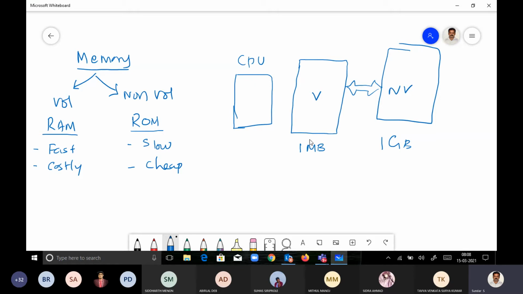Till this, any doubt? So we are going to use volatile memory as well as non-volatile memory in our computer organization. The reason is that volatile memory comes with the benefit of high speed, and non-volatile memory has the benefit of being cheap. So we want to use both. Any doubt in this?